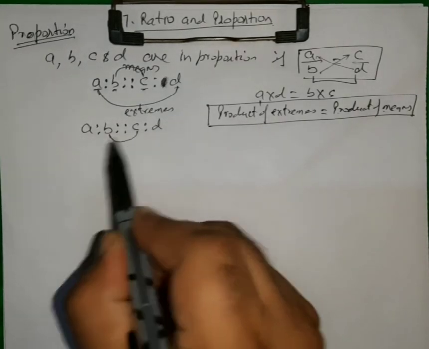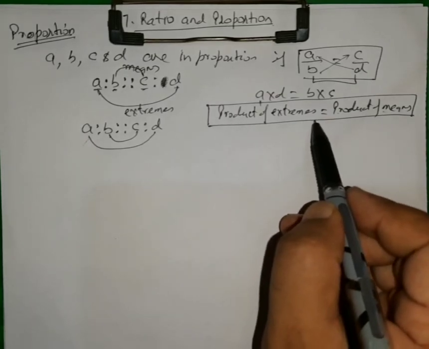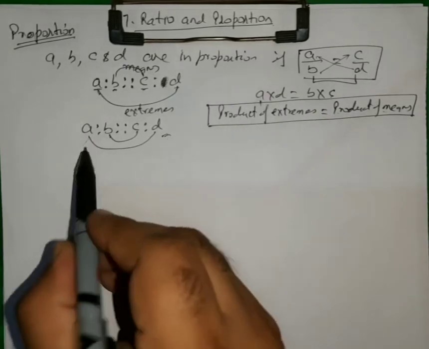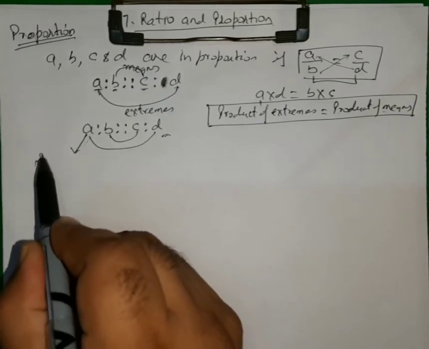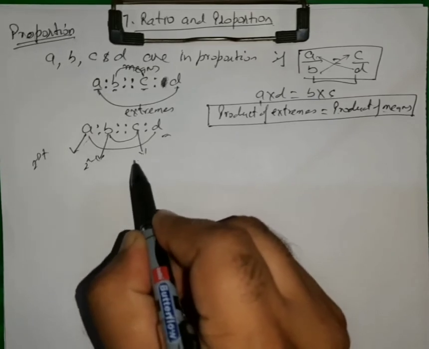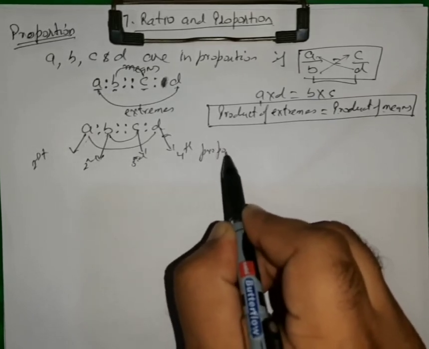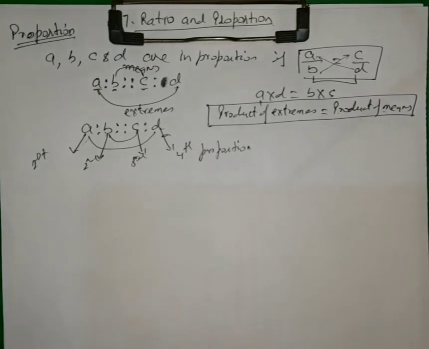So these are the means and these are the extremes, and here the product of the extremes is equal to the product of the means. And A is called the first proportion, B is called the second, C is called the third, and D is called the fourth proportion. So these are the names of all these things.